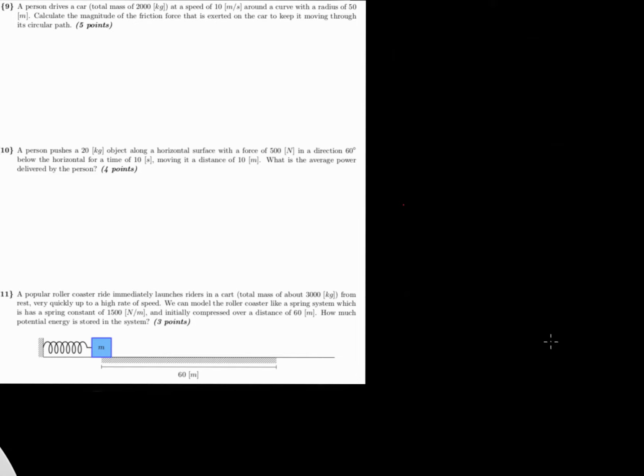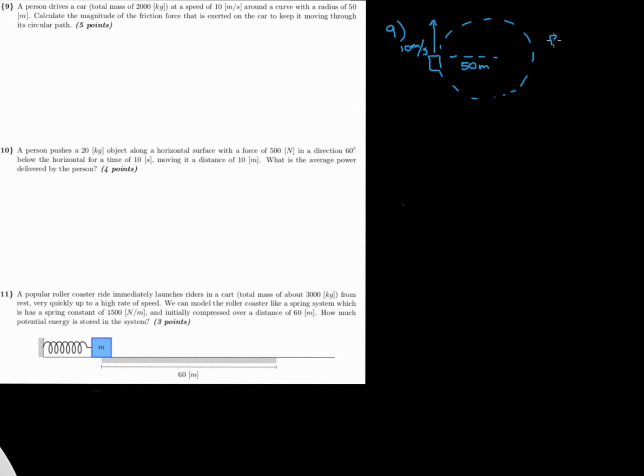A person drives a car, total mass 2,000 kilograms, at a speed of 10 around a curve with a radius of 50. Calculate the magnitude of the friction force that is exerted on the car to keep it moving through its circular path. So the car is traveling in this circular path, and there's a radius of 50 meters, and it's going 10 meters a second, right?